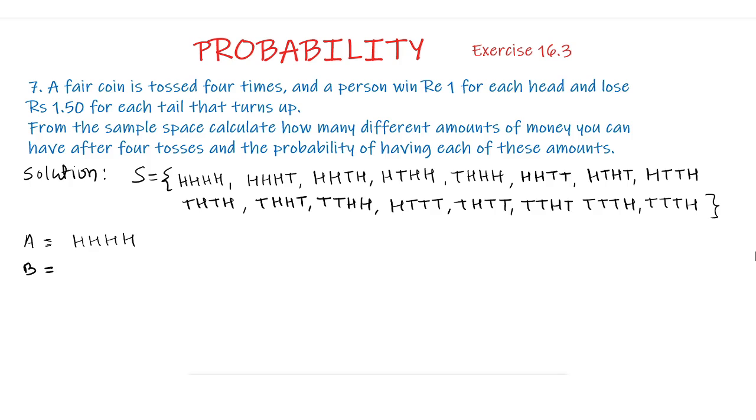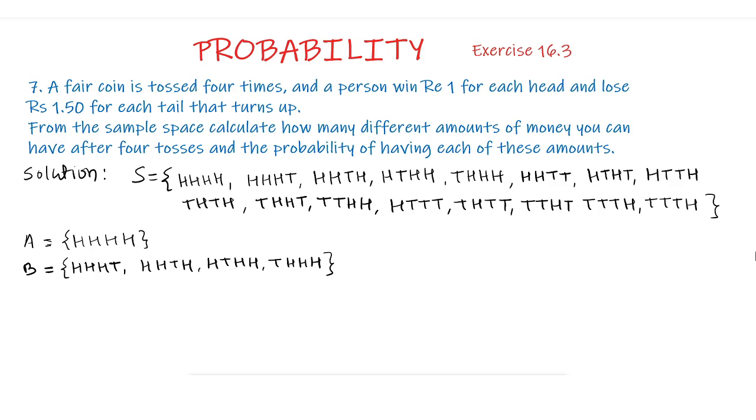Event B is 3 heads and 1 tail. So those outcomes are head, head, head, tail, head, head, tail, head, head, tail, head, head, tail, head, head, head. So these are 4 outcomes for 3 heads and a tail.